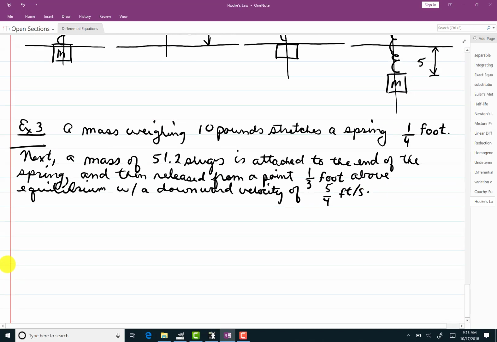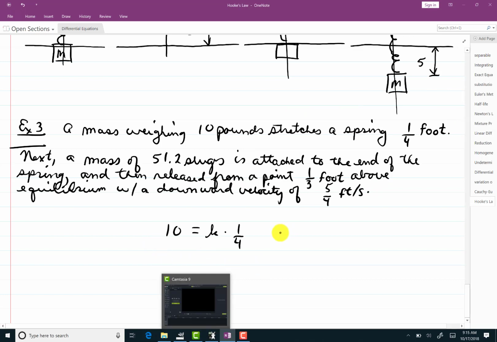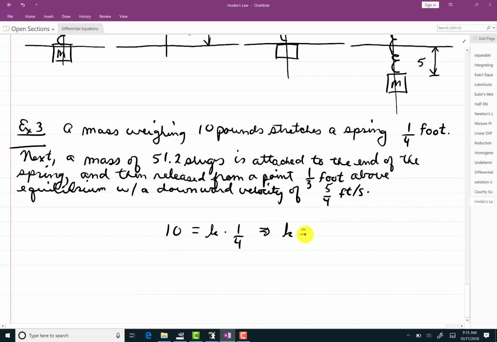All right, so to figure out the K value, I use the force of 10 pounds. 10 pounds equals K times the stretch, which is 1/4 of a foot. Make sure all your units are the same. So if I'm dealing with pounds and feet, make sure everything's given in terms of feet. So I'll multiply through by the 4, and I will get K will equal 40 pounds per foot.